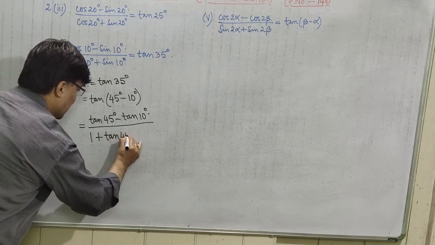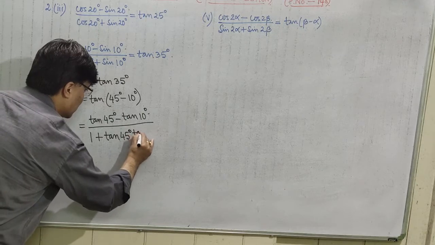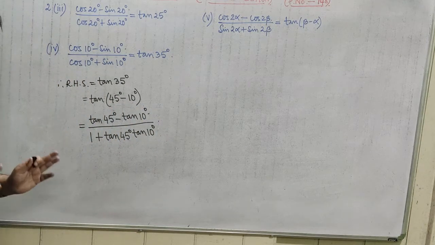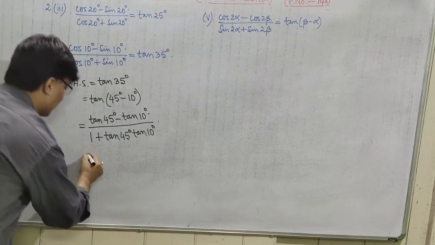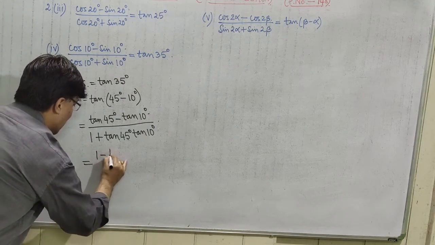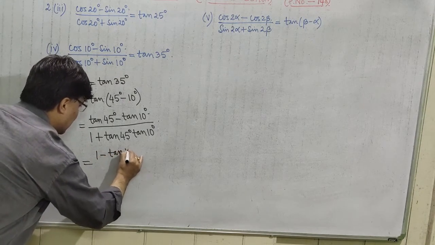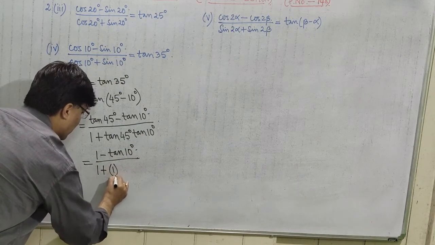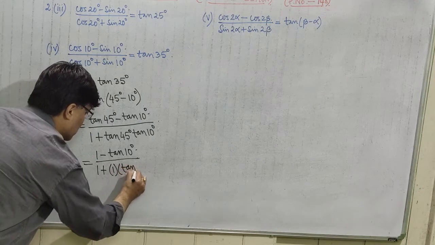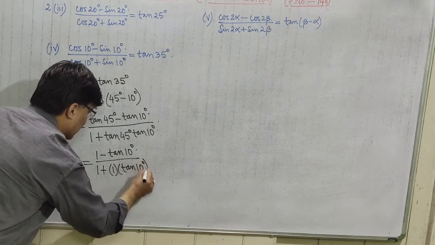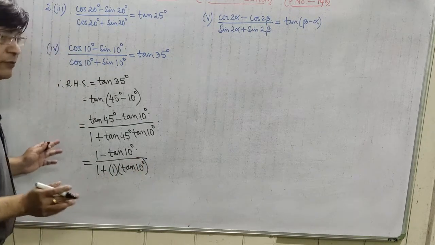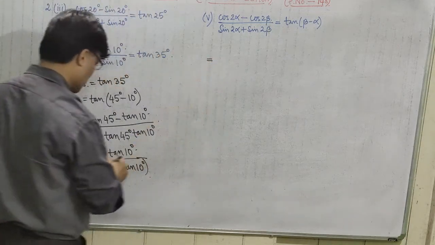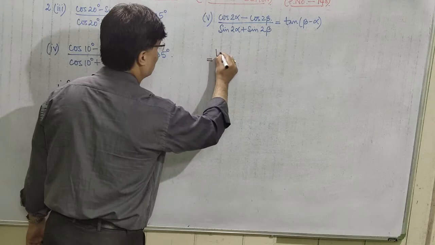What is tan a? Tan 45 degree. Then tan b is tan 10 degree. Is it clear now? What is tan 45 degree? It is 1, minus tan 10 degree, divided by 1 plus, what is tan 45? 1 into, this is your tan 10 degree. So I think you have understood it. So which is equal to next? Which is equal to 1 minus tan, 1 minus.